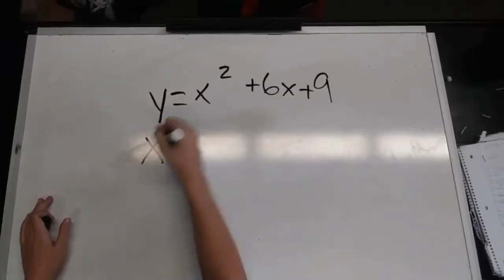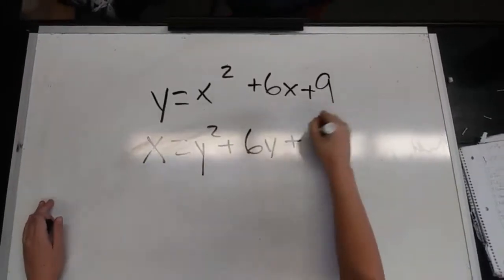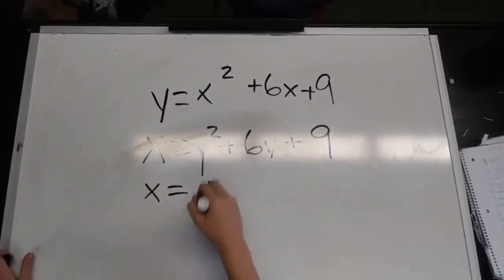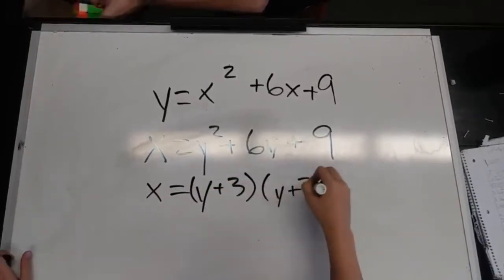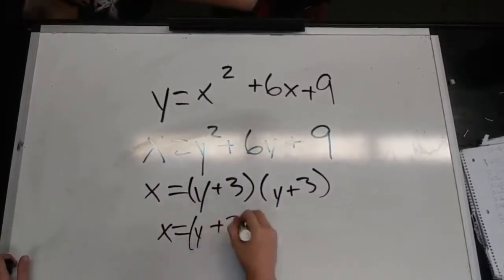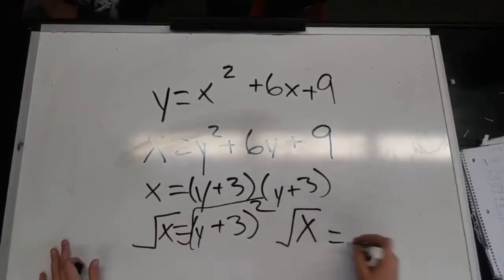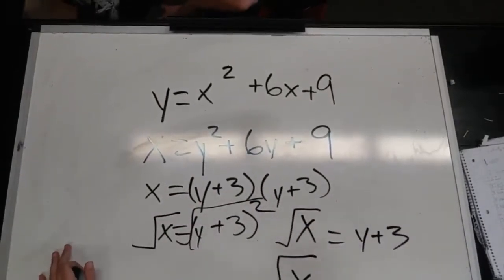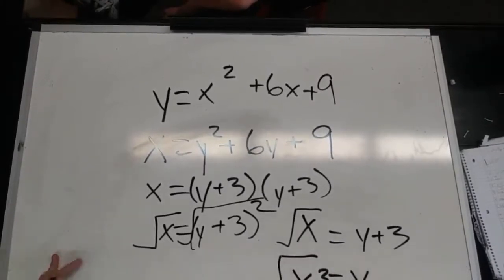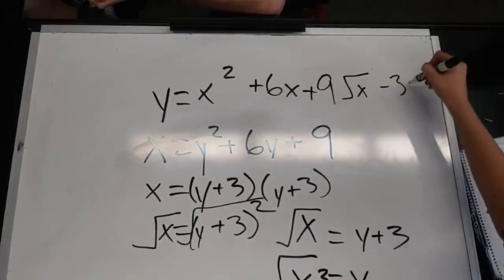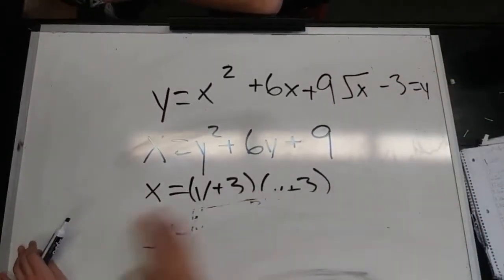Moving on to example 3. We switch the two, and this is a little more complicated. We simplify it to x equals y plus 3 squared. We take the square root, continue simplifying, and we end up with the square root of x minus 3 equals y. This is our inverse.